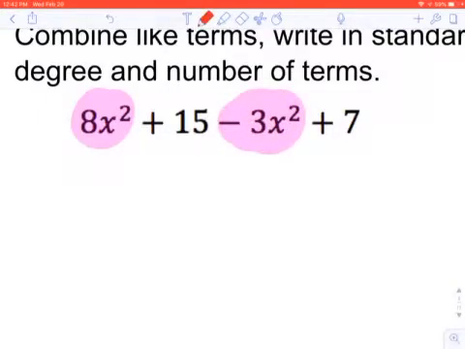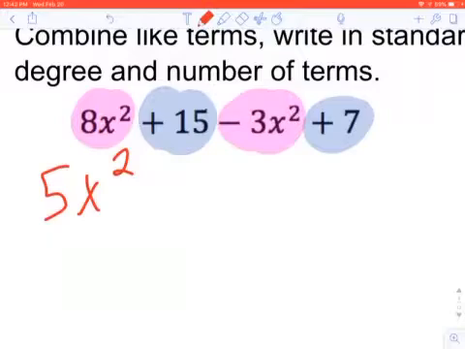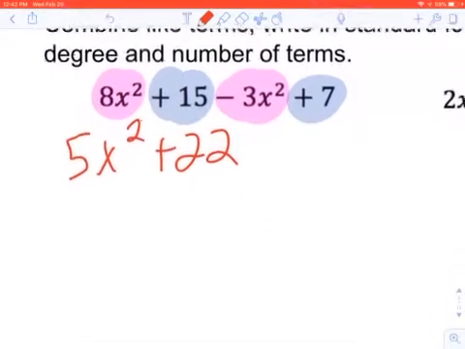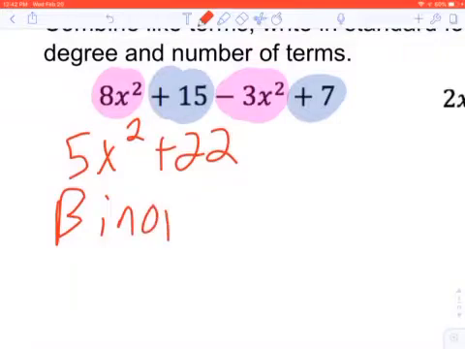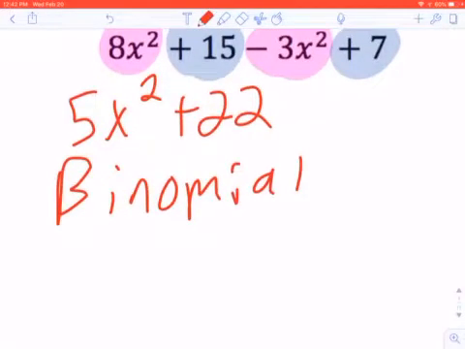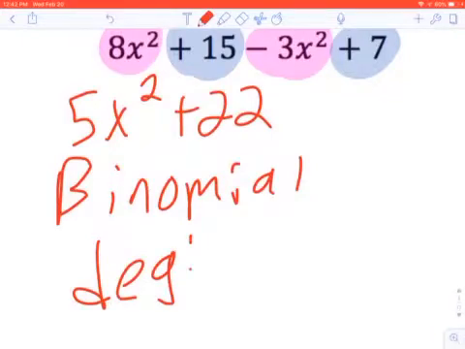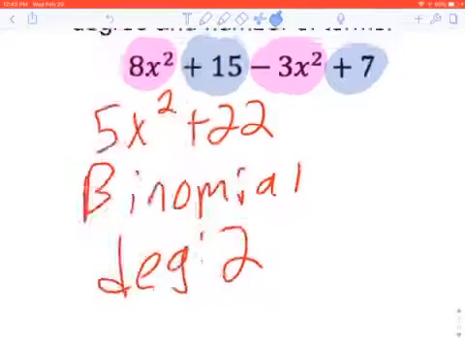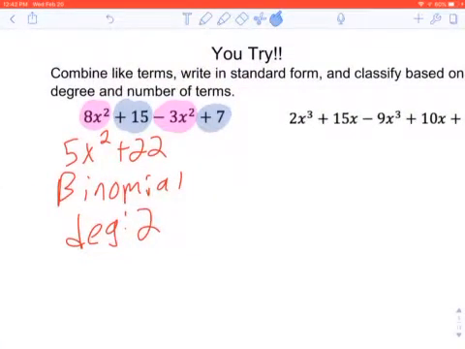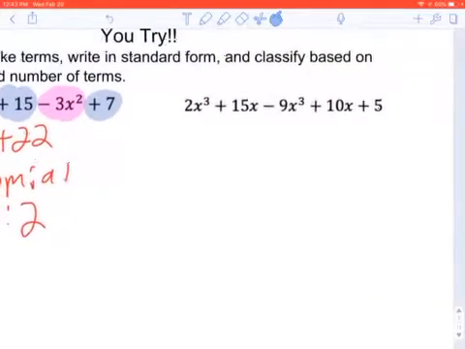So for instance, if I have 8x squared and minus 3x squared, that would combine to be 5x squared. And then I have, just in a different color, 15 and 7, which would combine to be plus 22. So even though I had 4 terms to start, this is actually only a binomial. Notice I also wrote it in standard form with degree 2, that 5x squared went first, and then the degree 0 term of 22 went second. So this thing has degree of, nope, not 0, degree of 2. So our classification for that first one would be a degree 2 binomial or binomial degree 2.